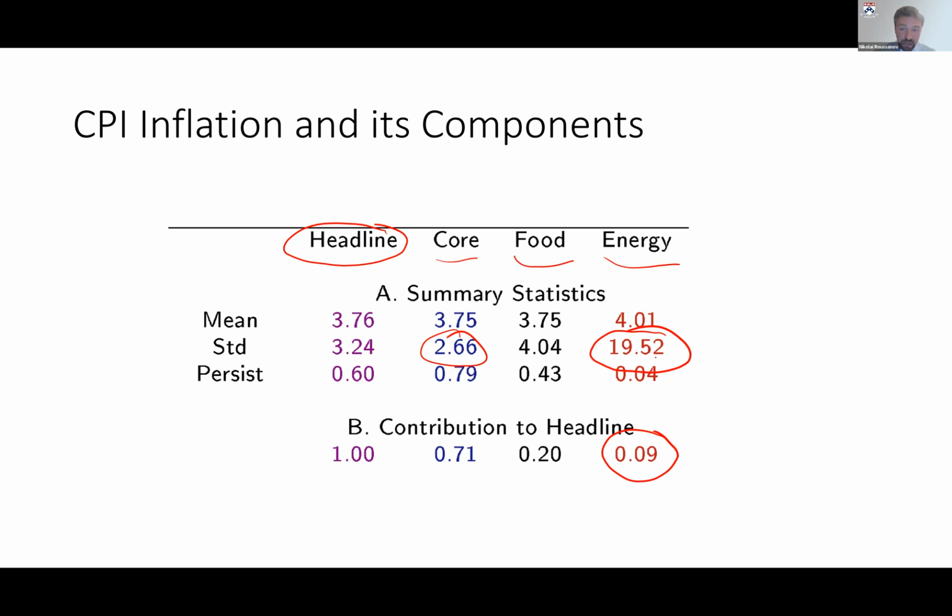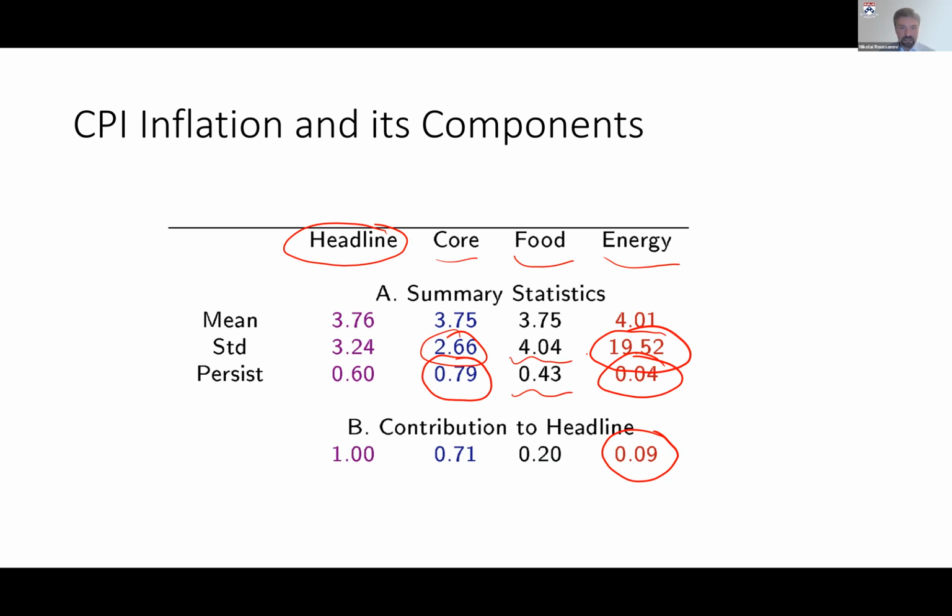At the same time, there's basically no persistence in energy. It's very quickly mean reverting, whereas core is very persistent. And you can see food is in between the two. It's halfway on persistence, and it's not nearly as volatile as energy, but more volatile than core.